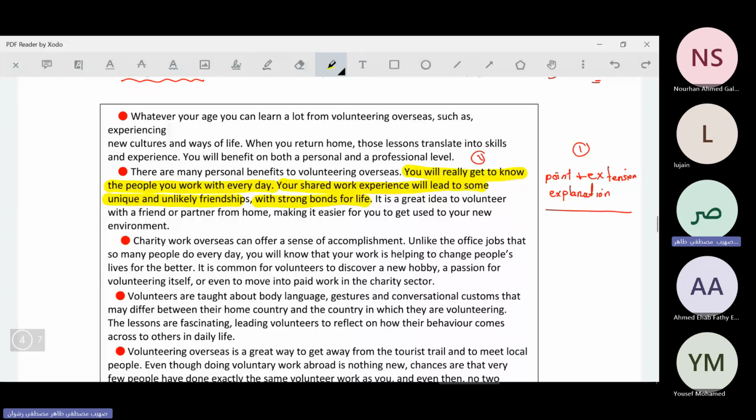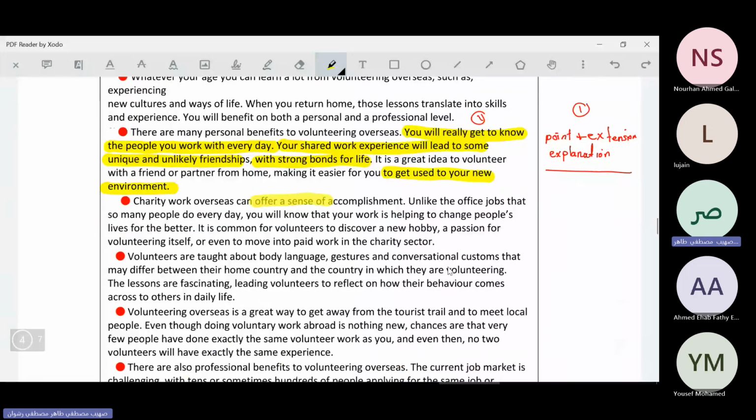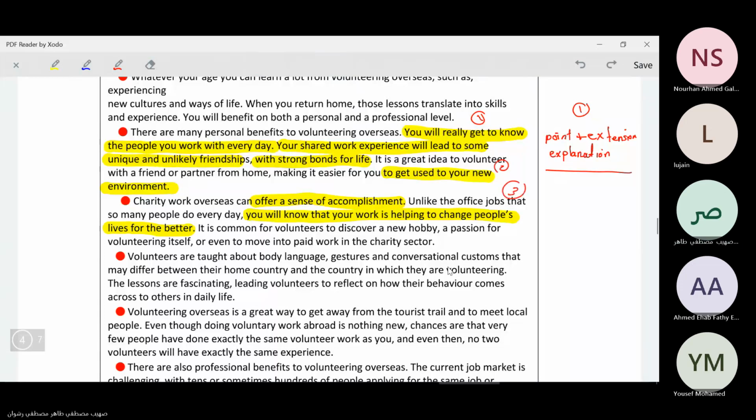It's a great idea to volunteer with a friend or partner, making it easier for you to get used to a new environment. So it did what? It helped you to get used to a new environment. Then it offers what? A sense of accomplishment. Unlike office jobs that so many people do every day, you will know that your work is helping in changing people's lives for the better. This is another one, or the third one: a sense of accomplishment. Okay, what about the second line?